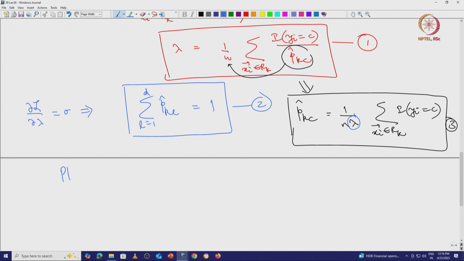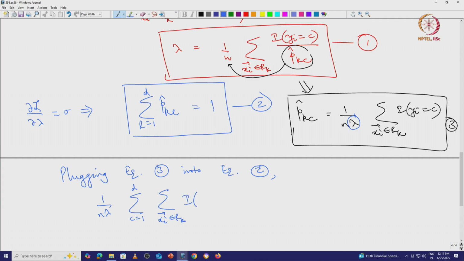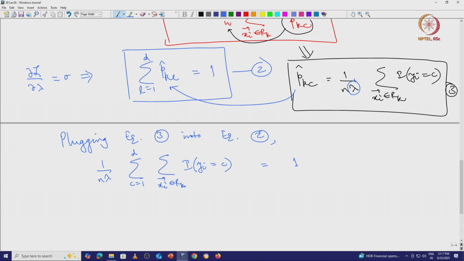Plugging equation 3 into equation 2, what we get is sum c equals 1 to d, sum over x i belongs to R k, of 1 over n lambda times the indicator of y i equals c, is equal to 1. I have simply plugged in this here. So, this is what I get, and from here I can obtain the value of lambda.